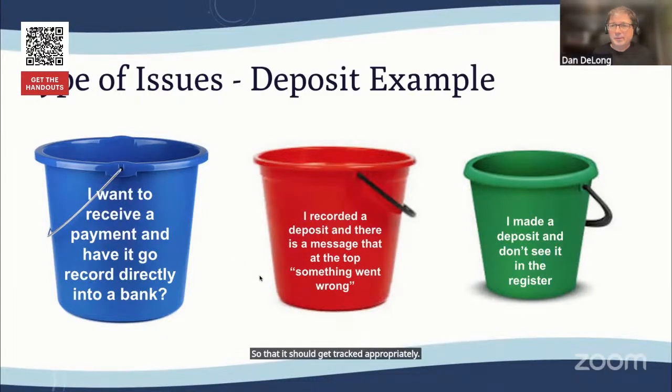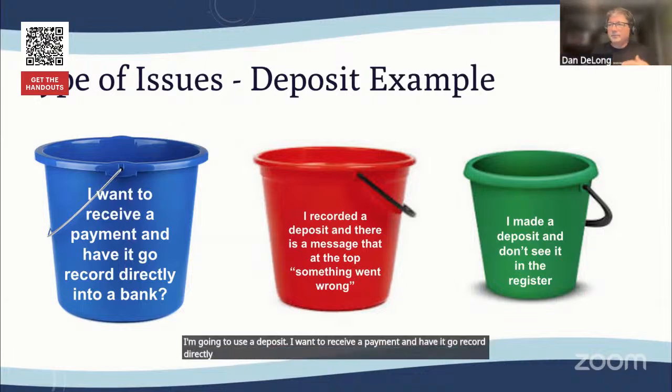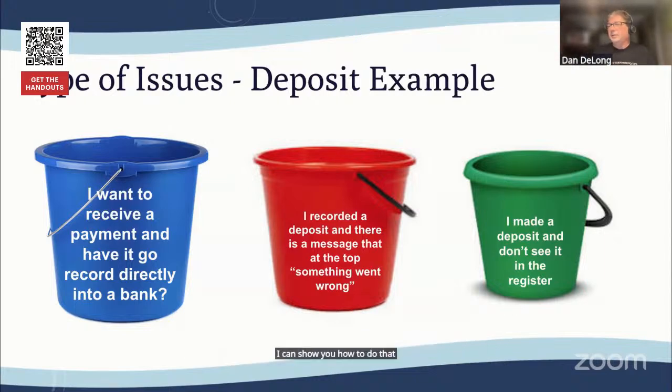So here's an example of those three kinds of buckets, right? I'm going to use a deposit. I want to receive a payment and have it record directly into the bank, right? That would be an example of how do I do this sort of thing. So I can show you how to do that. I can tell you how to do that.